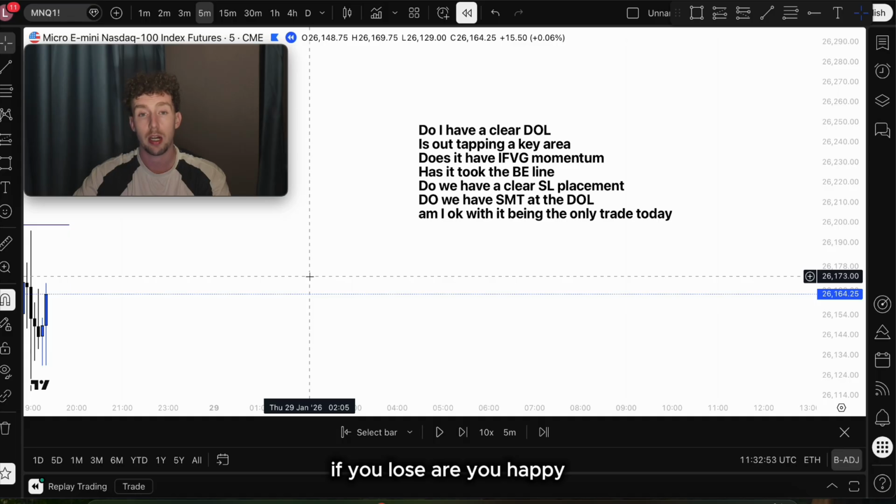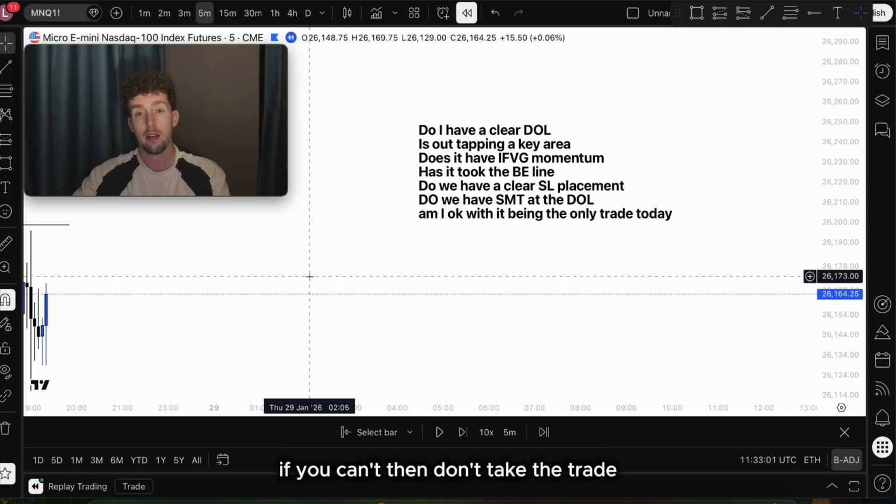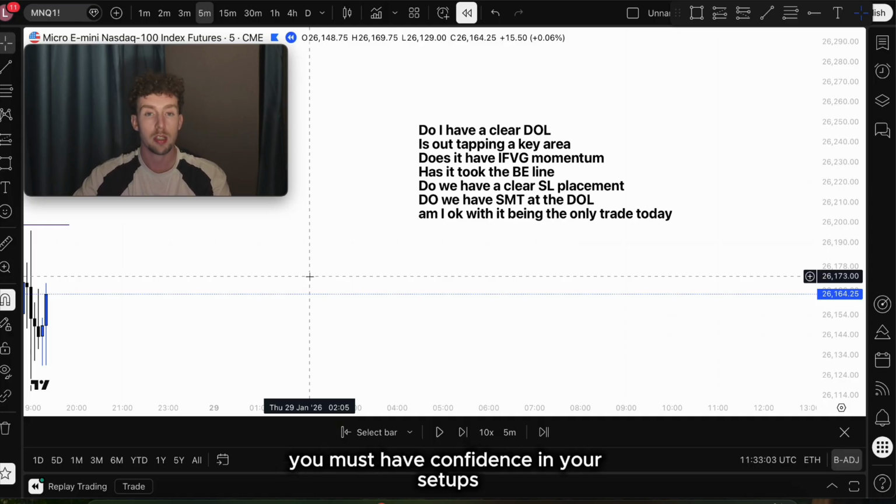If you lose, are you happy? That was good setup. You can go off and be content that you lost. You didn't overtrade because you know it's a good setup. If you can't, then don't take the trade. You must have confidence in your setups. How do you get confidence in your setups and your draws liquidity, you're probably asking?